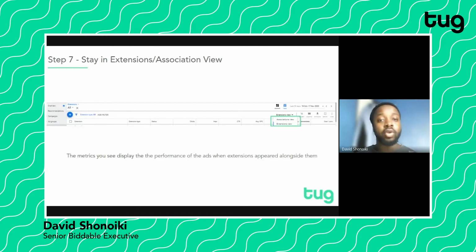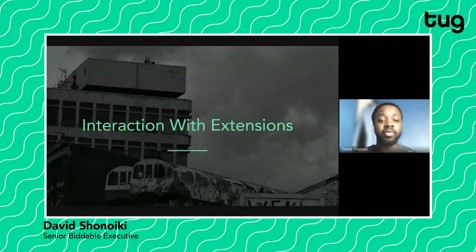But we're going to be going a bit deeper, so we'll be looking at a bit more information, and we'll cover that shortly. One of the bits of extra information that we would like to know is what are people doing when they actually see the extensions that we've applied? Are they clicking on them? Are they clicking on something else? Are they converting? And then here we're going to explain how you can see that information.